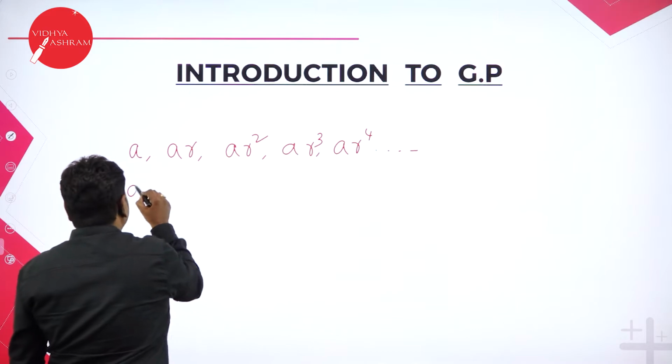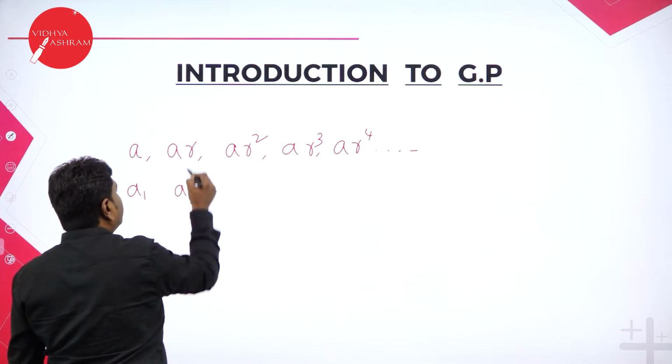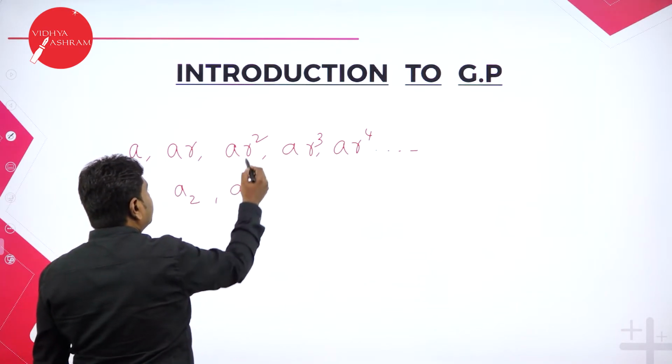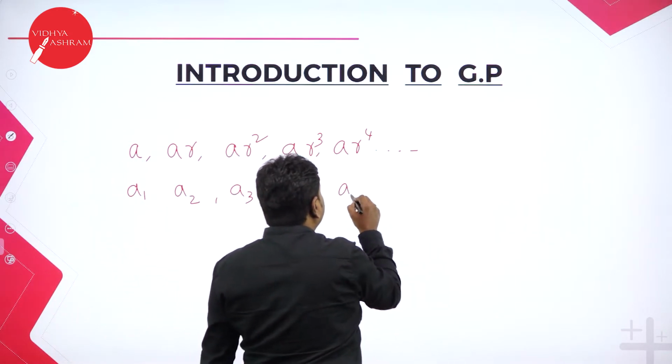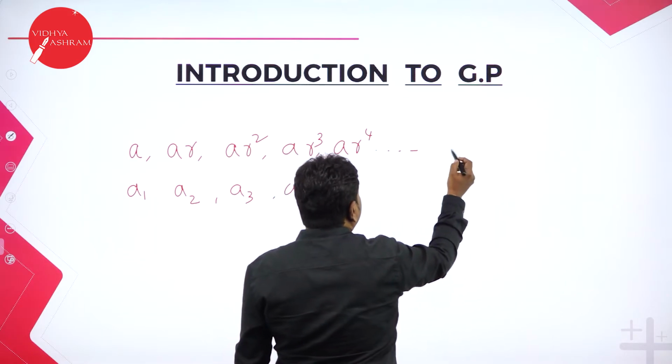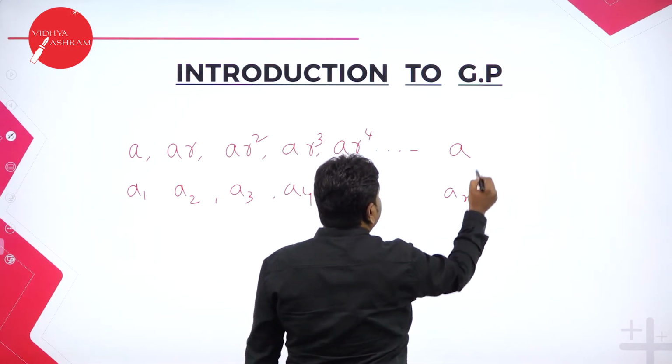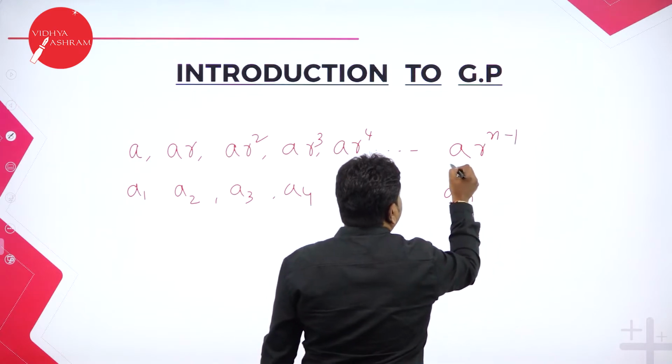Observe, this is A1, A2 has power 1. A3, the third term, has power 2. A4, the fourth term, has power 3. A5, the fifth term, has power 4. Similarly, for the nth term, we'll have AR power n minus 1.